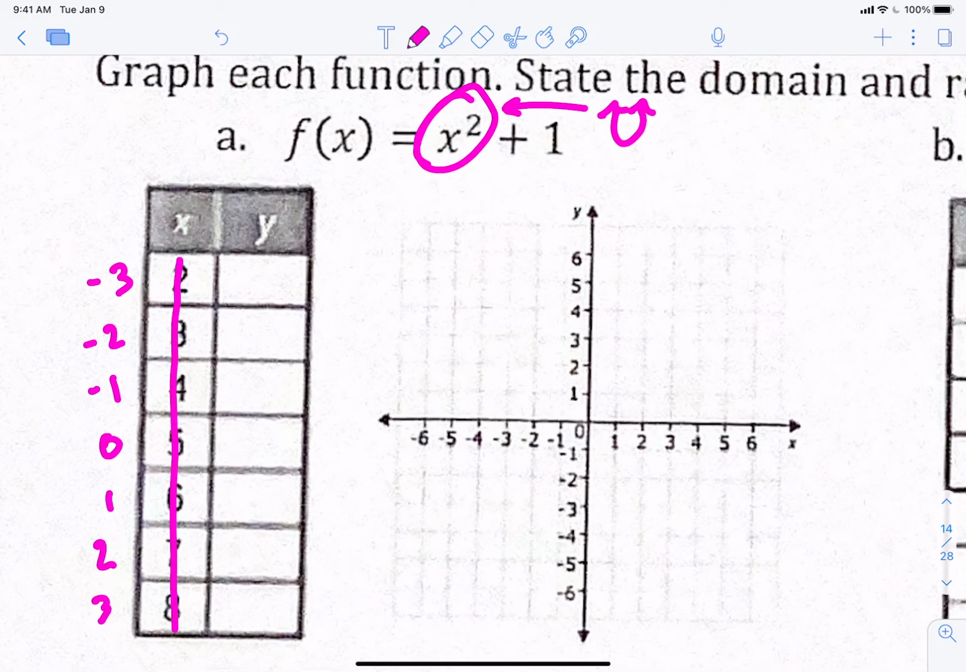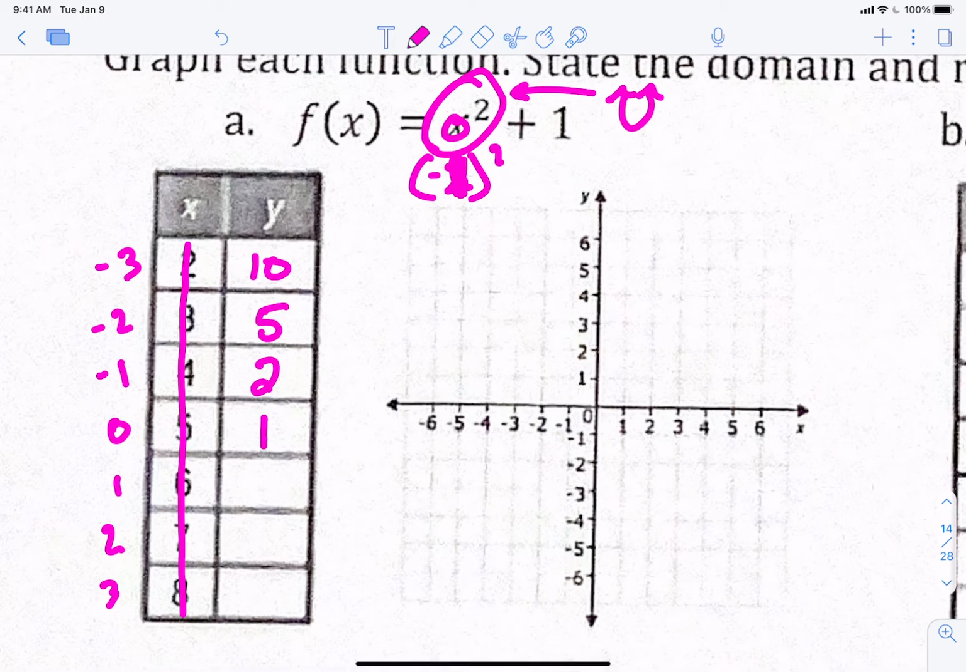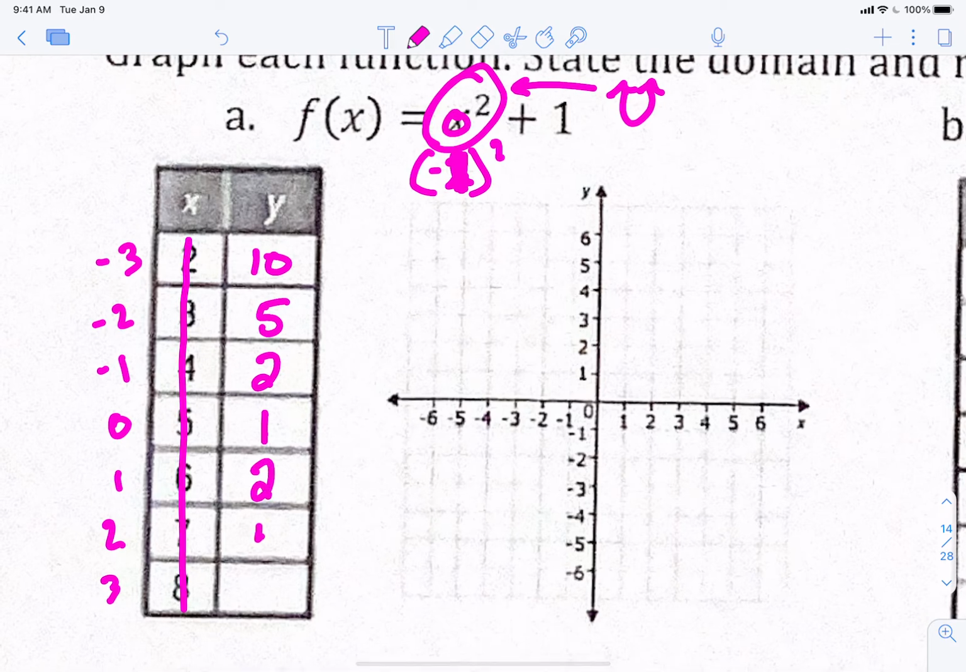All right, so the first number I'm plugging in is -3, and if I take -3 and I square it, that's 9 plus 1 is 10. Now I'm going to do -2. -2 squared is 4. 4 plus 1 is 5. Okay, -1, if I plug -1 in, what's -1 squared? 1. 1 plus 1? 2. If I plug 0 in, 0 squared is 0 plus 1 is 1. Now if I plug 1 in, 1 squared is 1 plus 1 is 2. What's the next number going to be? 5 and then 10. You guys see how this works as a parabola, right?